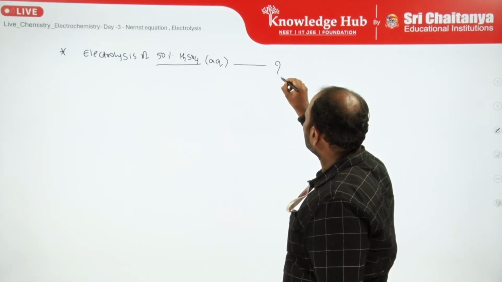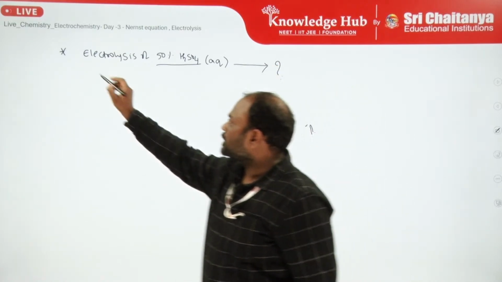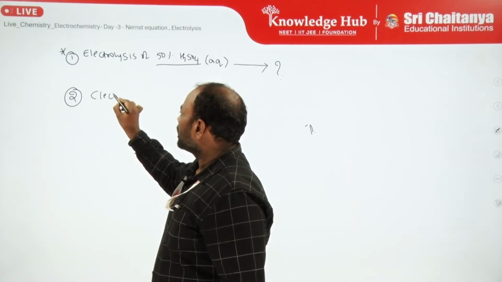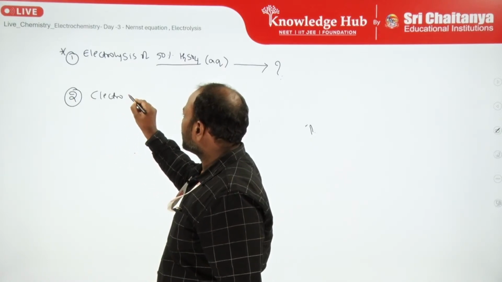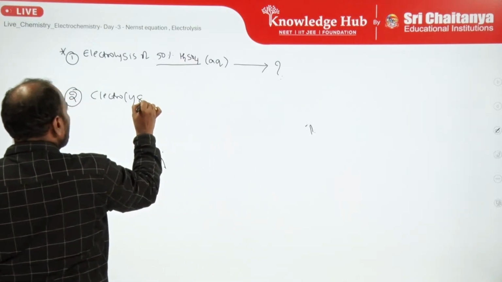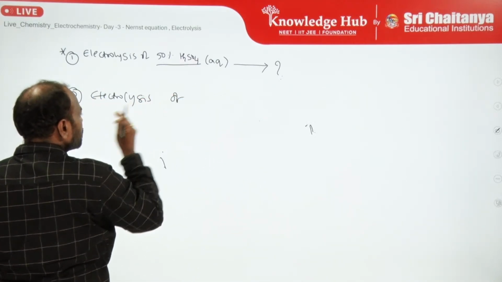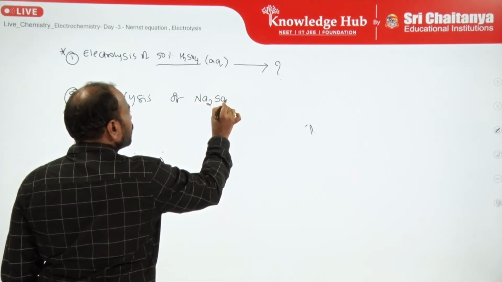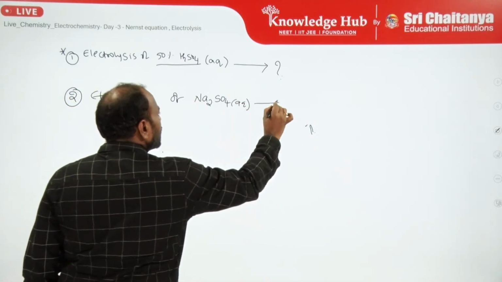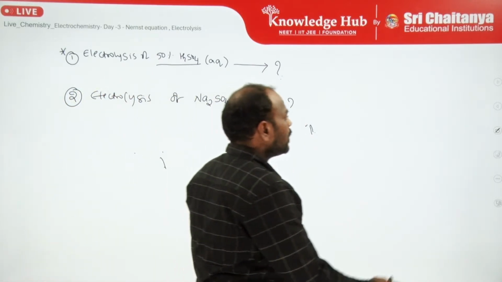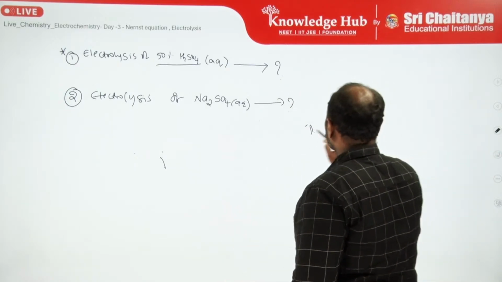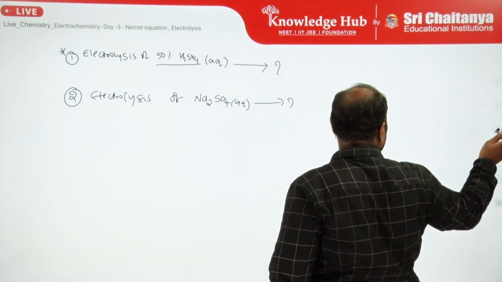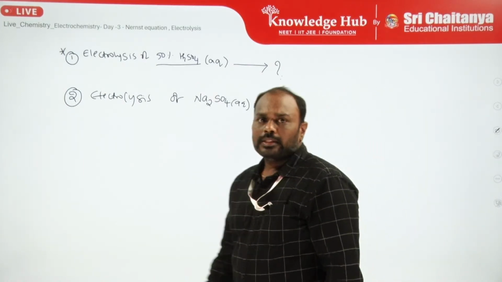And another question, this is the first one. See this second one: electrolysis of aqueous Na2SO4. What are the products? So these are the homework questions I want to give to you. Try to solve these; otherwise, in the next session I am going to give the answers for this.